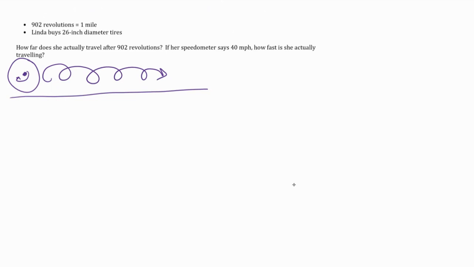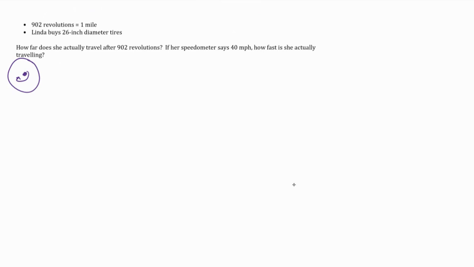So Linda is super smart, and she decides to not do what the car manufacturer says, and she buys her own weird tires. So we want to figure out, is she traveling more than a mile when her car thinks it's a mile? Or is she traveling less than a mile when her car thinks it's a mile? So again, the speedometer, the odometer, both of them are saying, I felt the axle go 902 revolutions. That's been a mile. But when you change the tire size, it actually is not the mile that your car thinks it's traveled. So how do we figure this out?